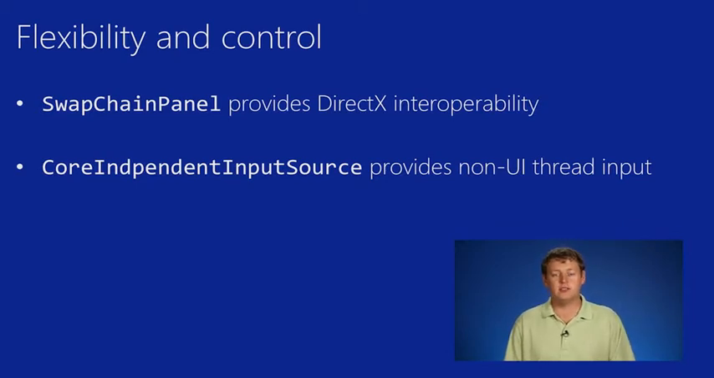Now, the feature I want to talk to you about is Core Independent Input Source. This is a feature we're introducing in 8.1, and it allows you to get input off of the UI thread. So when you use this in conjunction with DirectX, you can actually create a pipeline from the input stack to the output stack.